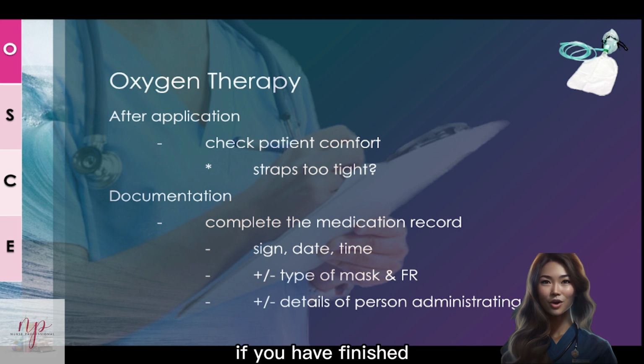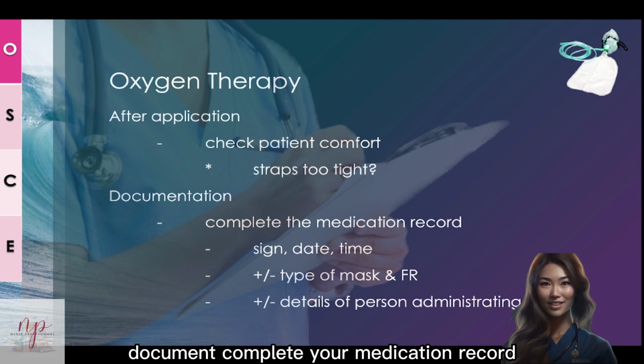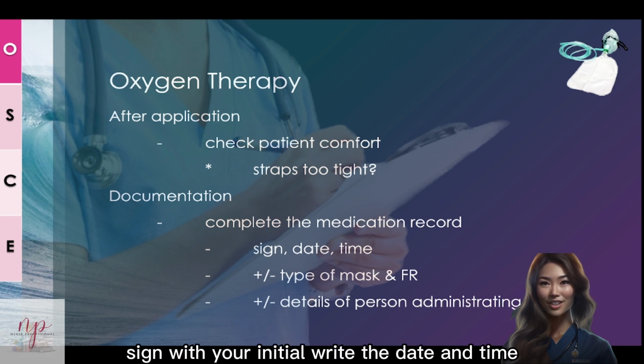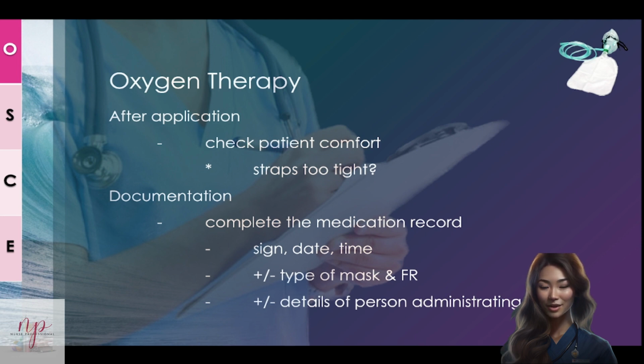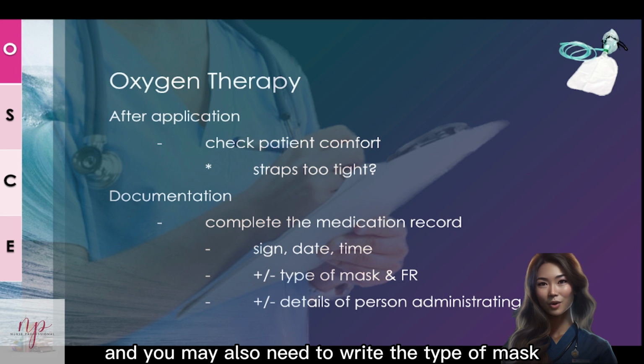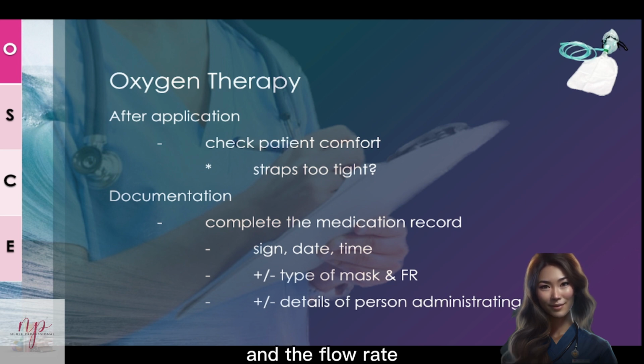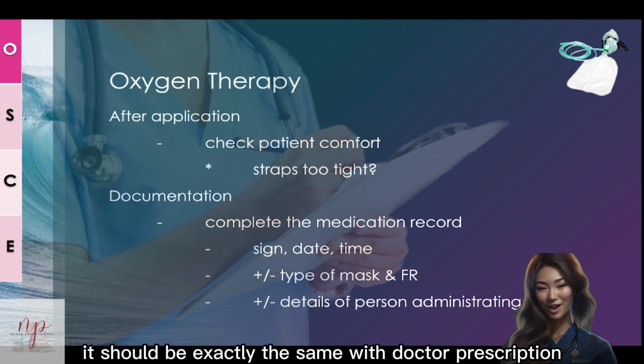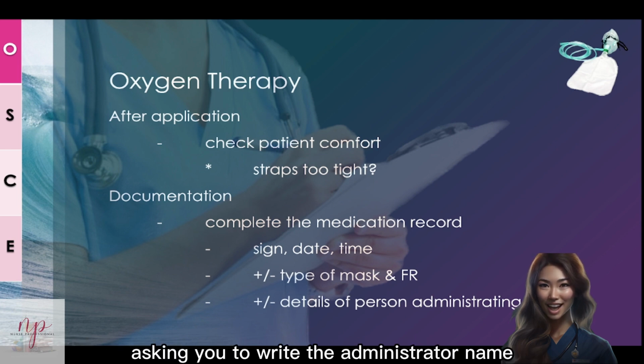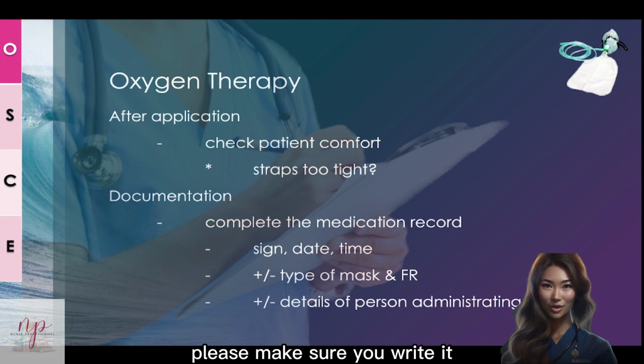If you are finished, document. Complete your medication record. Sign with your initials, write the date and time, and you may also need to write the type of mask that you applied and the flow rate. It should be exactly the same as the doctor's prescription. If there is a box asking you to write the administrator name, please make sure you write it.